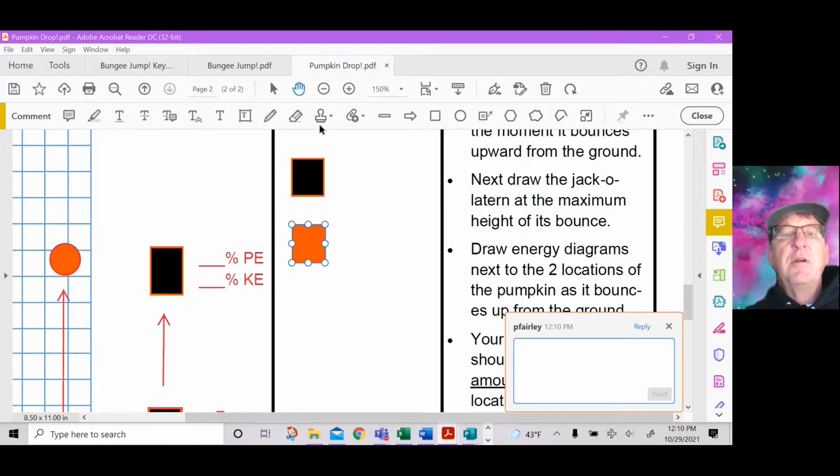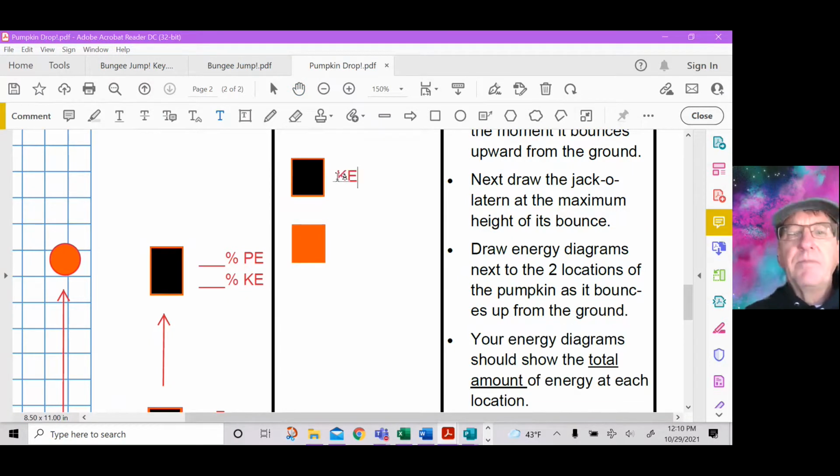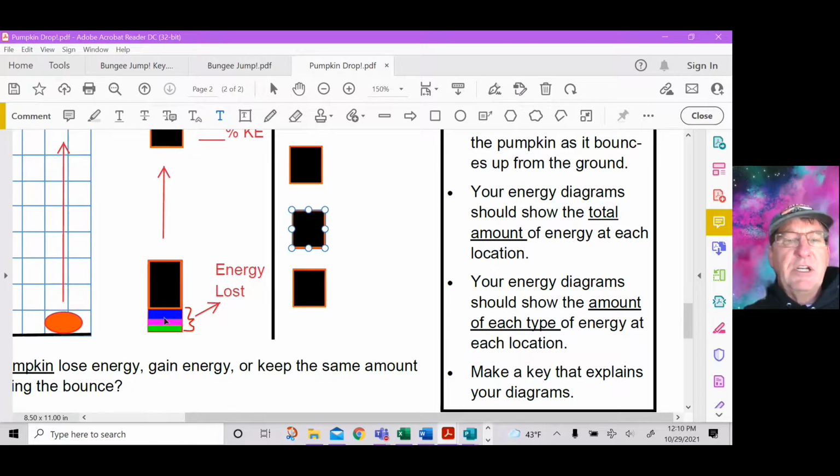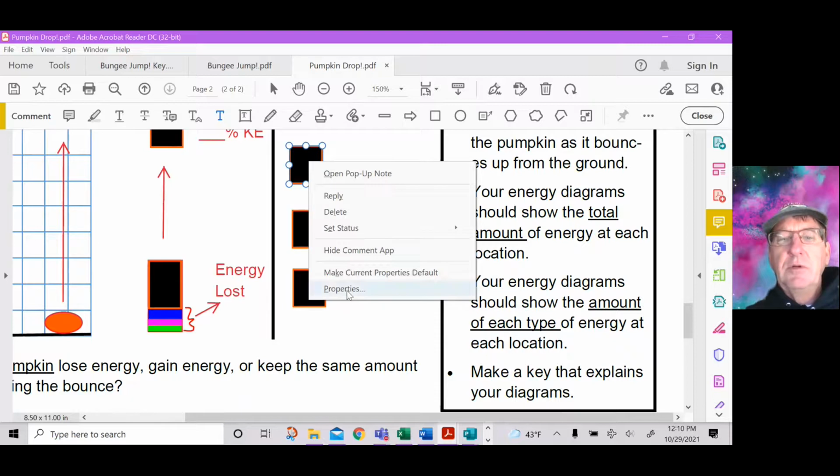So here's my KE. Here's my PE. Then I am going to paste that again and again and again. Why did I do it 3 times? Well, didn't I have 3 other types of energy at the moment it hit the ground down here? One of them was blue.